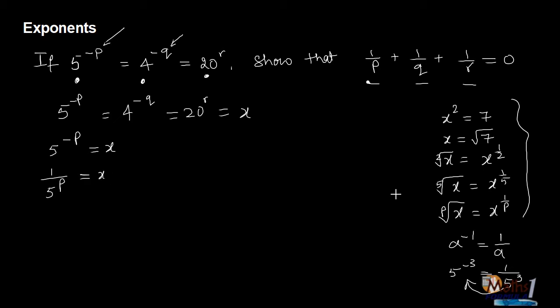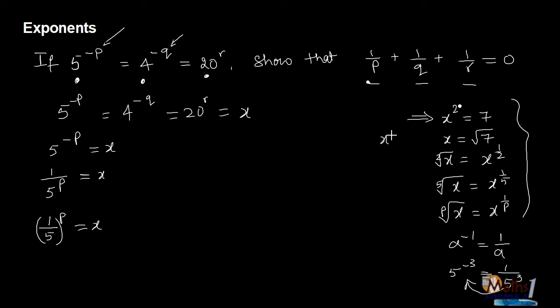1 to the power 2, 1 to the power 3, 1 to the power p, all of it is going to give me 1 itself. So what I'm going to do is 1 divided by 5, whole to the power p, I'm just going to write it as whole to the power p equals x. If you remember this, that's what it looks like. Instead of 2, I have p.